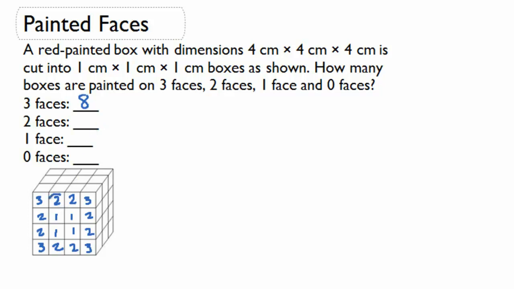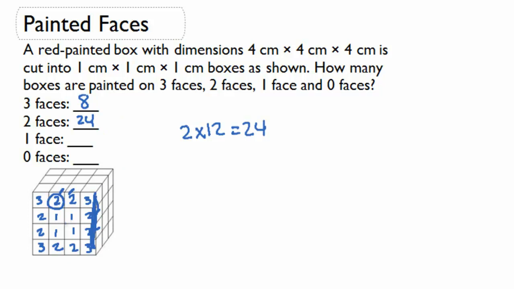Now we're going to look at these two-sided painted boxes. Here we can see that they're the ones that are right on the side where we can see 2 together right on the corner of a box. There are 12 different sides or edges on a box. Since there are 2 smaller boxes that will be painted on 2 faces on each of these edges, we can say that we're going to have 2 times 12, which will be 24 boxes that are painted on 2 faces.